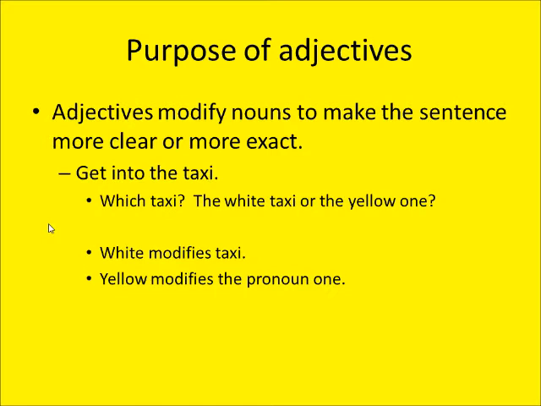For example, if I were in New York City and I told you to go grab that cab, you would look at me and say, what cab are you talking about? There's 100. So I need to get more specific. Which taxi? Is it white or are they yellow? Notice in this sentence, the color white modifies and explains the taxi. The color yellow modifies or explains the pronoun one. So colors generally are adjectives.